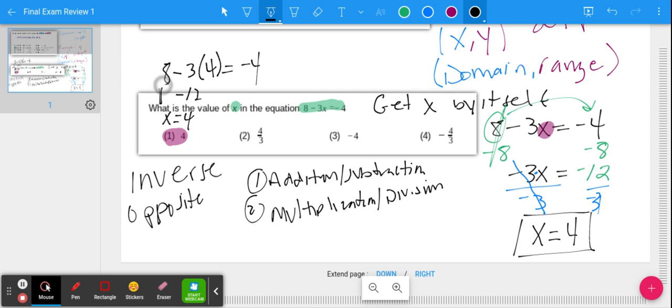So we have 8 minus 12 equals -4. 8 minus 12 is -4, so we have -4 equals -4. Since the left side is equal to the right side, it makes the equation true. So 4 is our correct answer. When we plugged in 4 for x, it made our equation true because the left side equaled the right side. This doesn't mean our answer is -4, right? Our answer is 4 because that's what we plugged in.